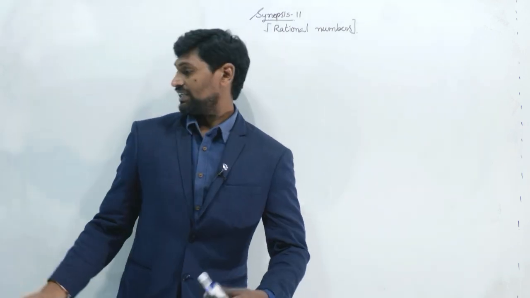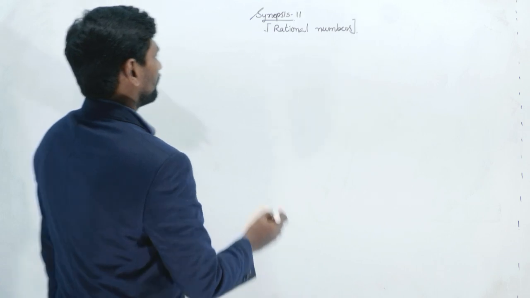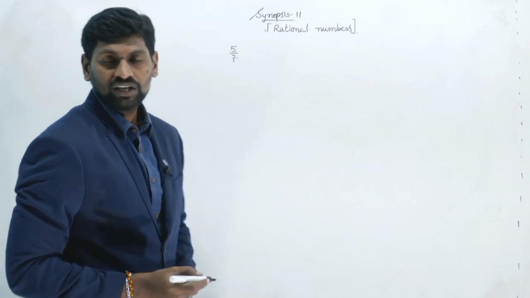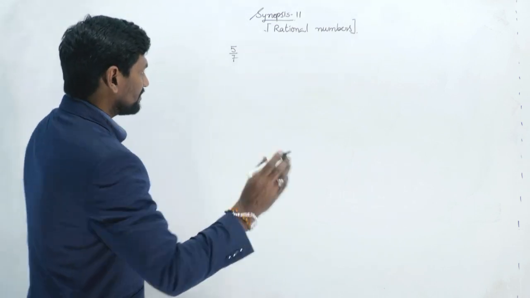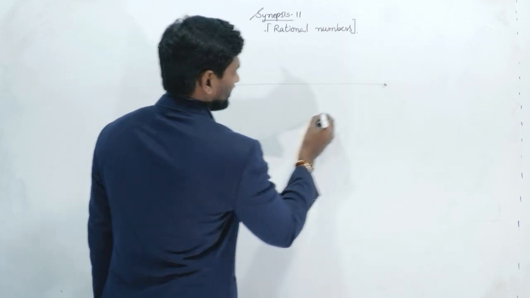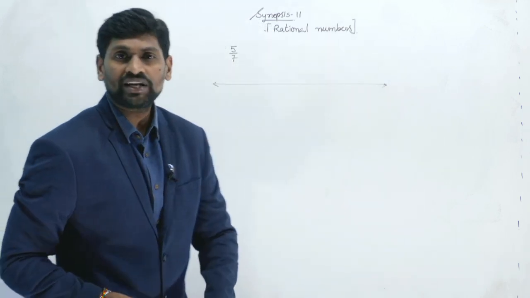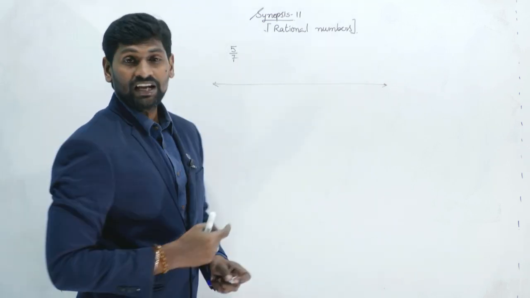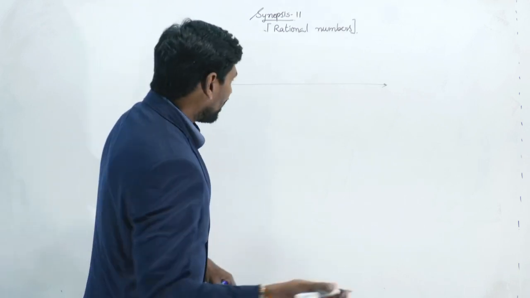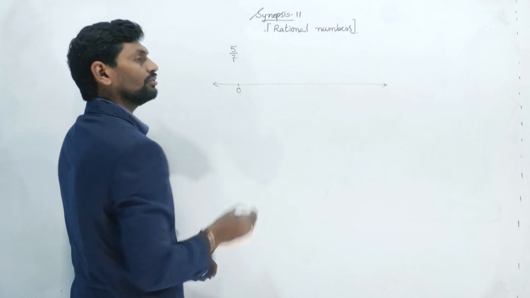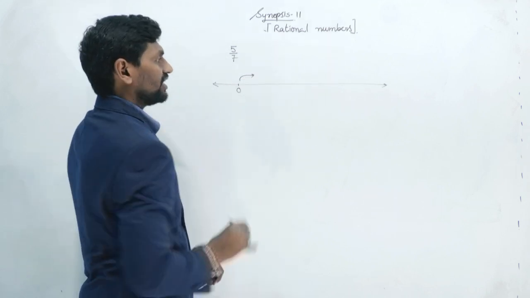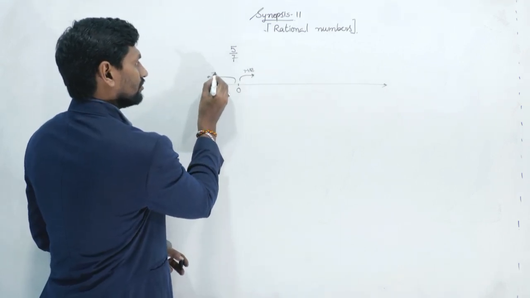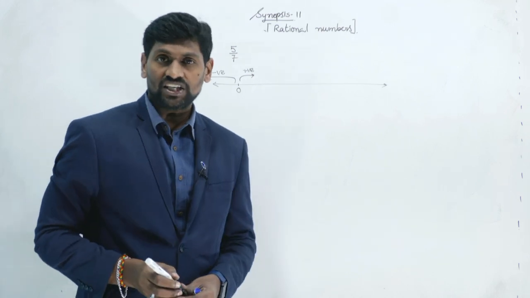Let us discuss the number line. For example, how to represent 5 by 7 on the number line. So simply we take a number line like this. Is 5 by 7 a positive or negative rational number? Yes, it is a positive rational number because the numerator and denominator have the same sign. All positive rational numbers are on the right side of 0. All negative rational numbers are on the left side of 0.